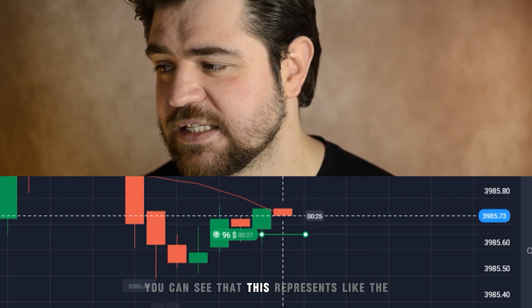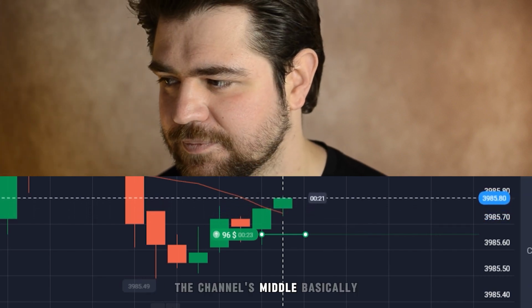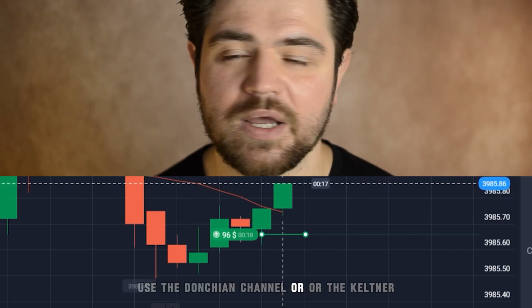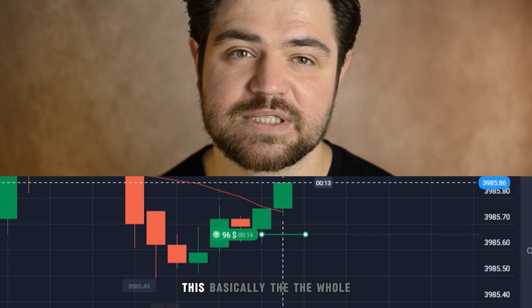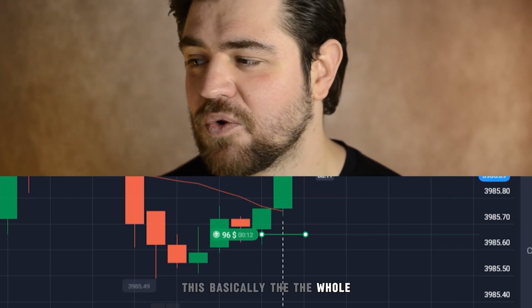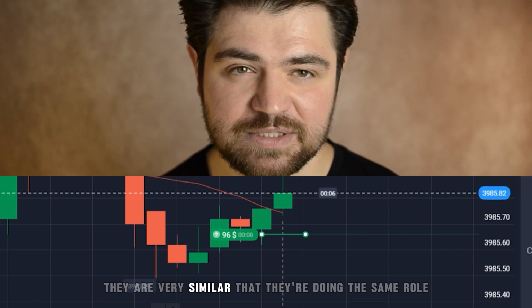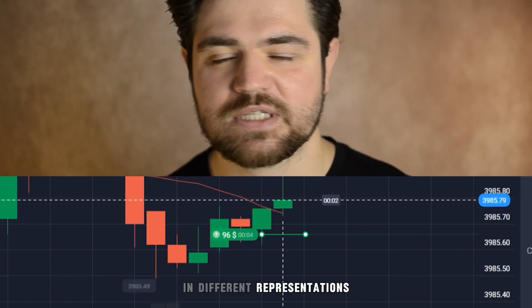You can see that this represents the channel's middle. Basically, if you would use the Downtrend channel or the Keltner, this would be the middle of the channel. The whole thing with indicators is that they are very similar. They're doing the same role in different representations.